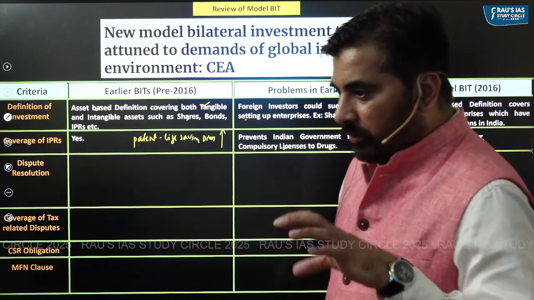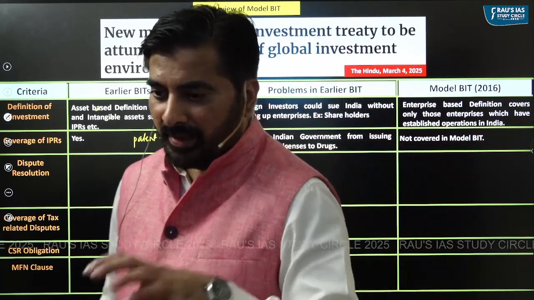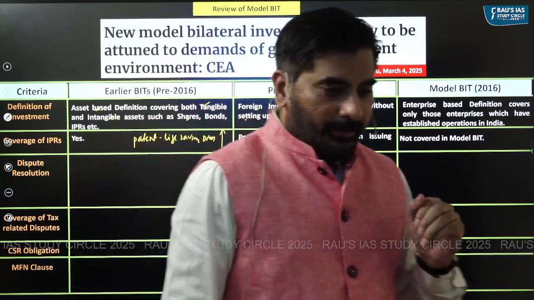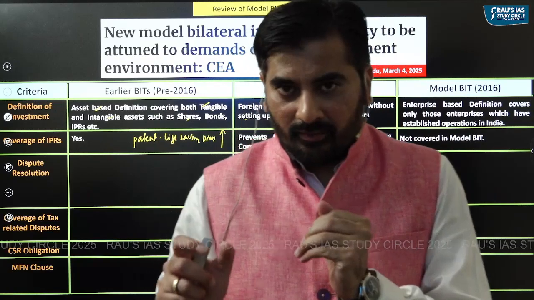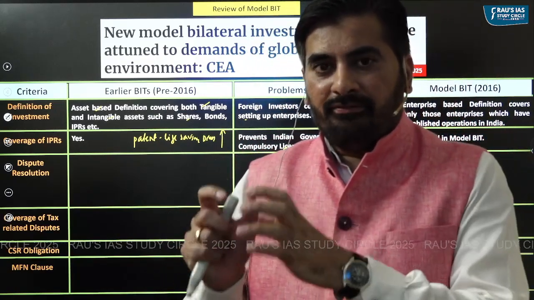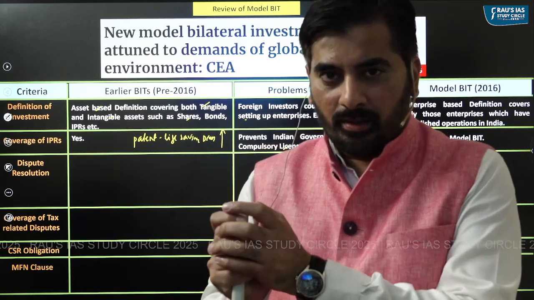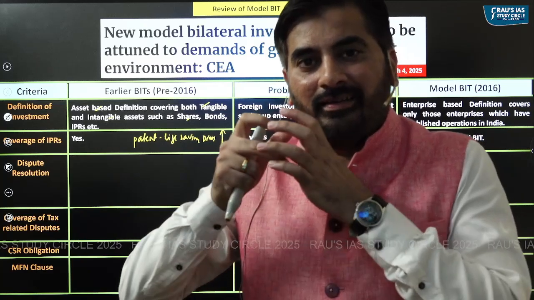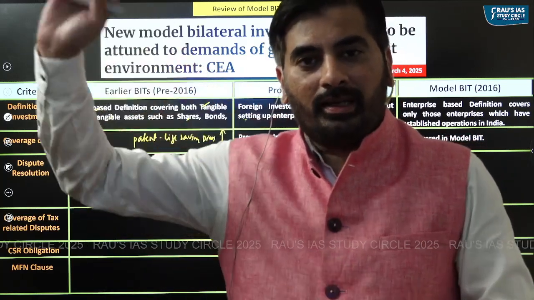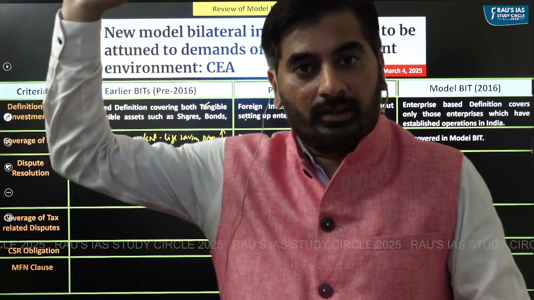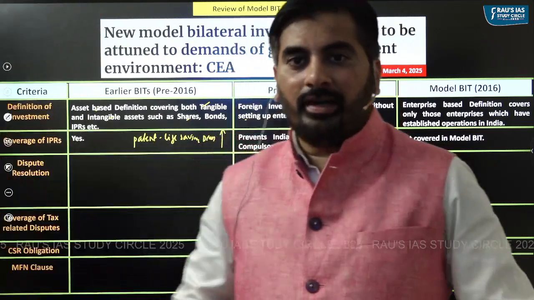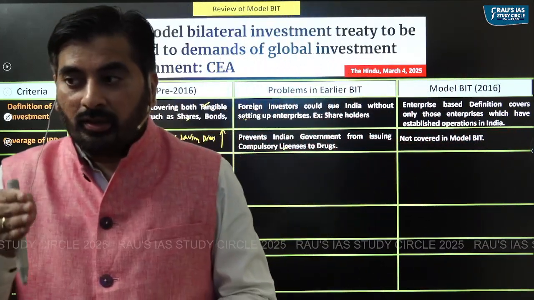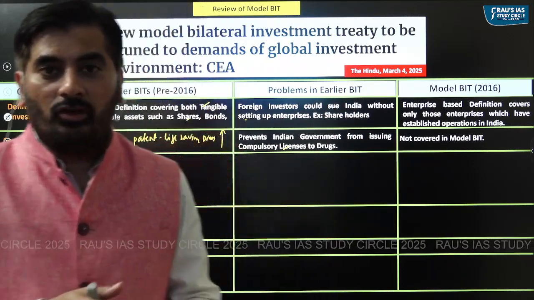Dispute resolution. Now this was probably the most problematic under the BIT. Under the earlier bilateral investment treaty, we gave an undertaking to the foreign investors that if they had any problem with the Indian government, be it related to taxation, be it related to some policy, they can drag the Indian government directly before the arbitration tribunal at an international level. So we said that you can drag the Indian government before the arbitration tribunal without first approaching the courts in India, that is the domestic courts.